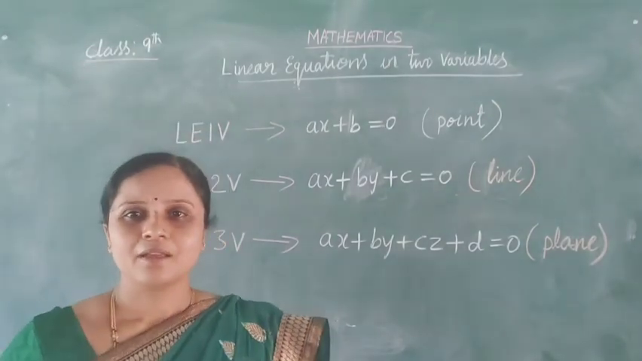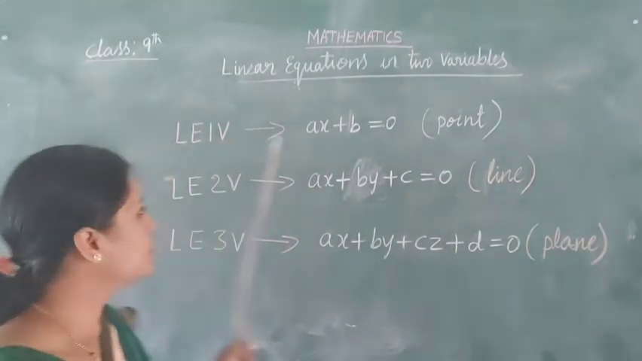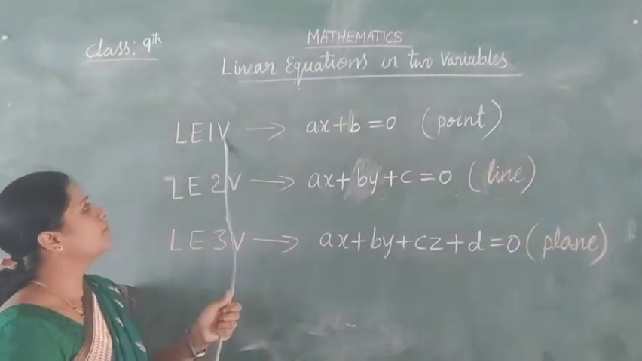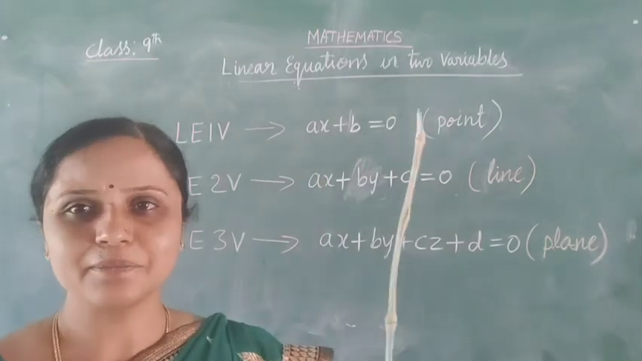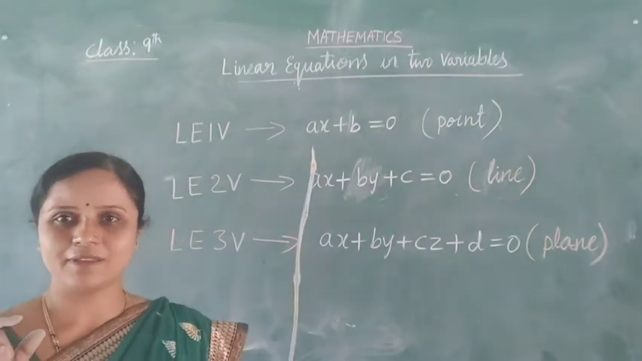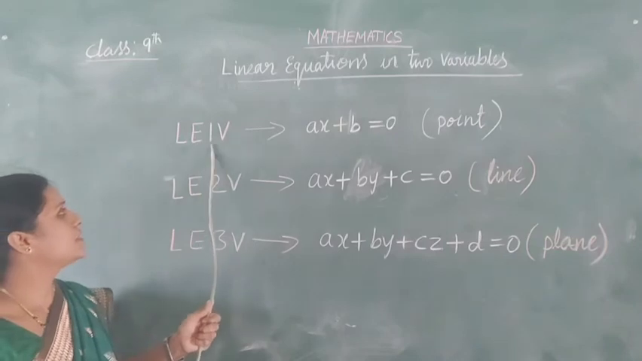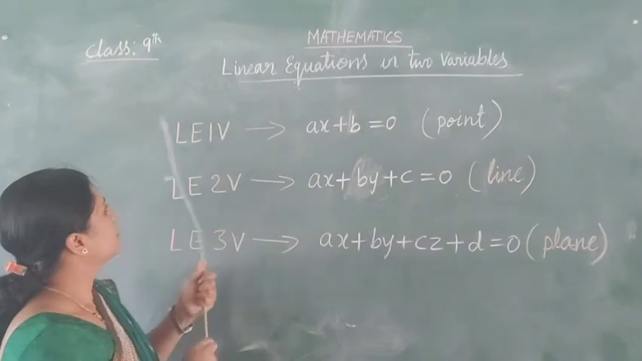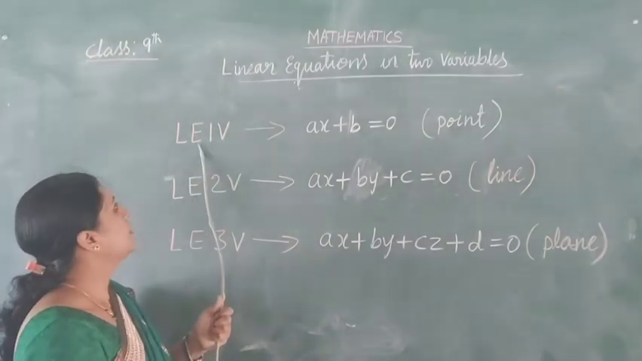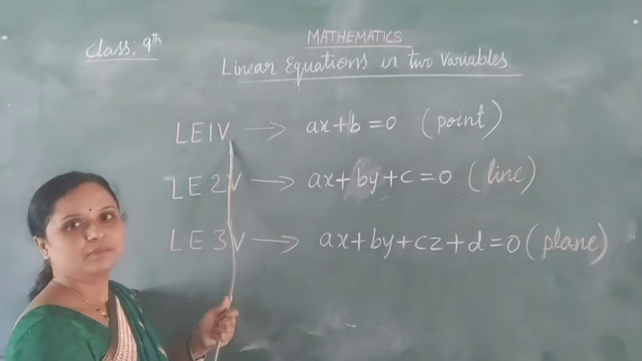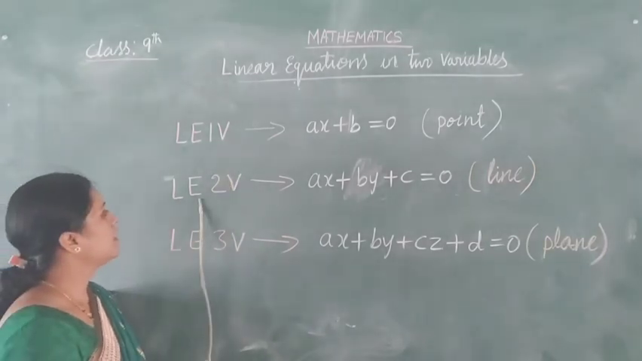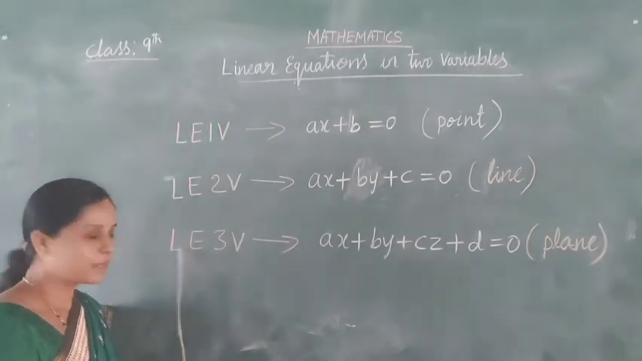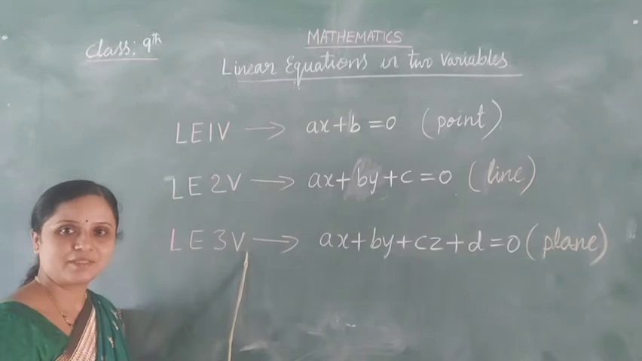Students, now we are finally coming to this conclusion. So look at this one. This is LE1V. What is this? This is an abbreviated form of linear equations in one variable. This is linear equations in two variables. Here 1, 2. You can look at this one. Linear equations in three variables.